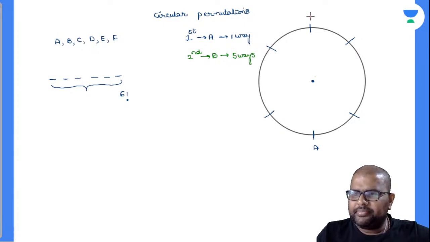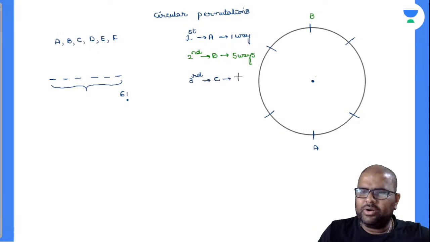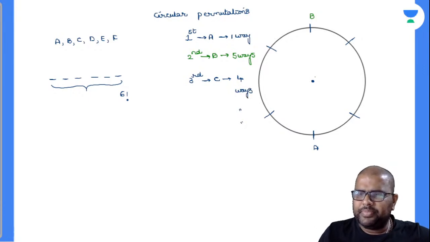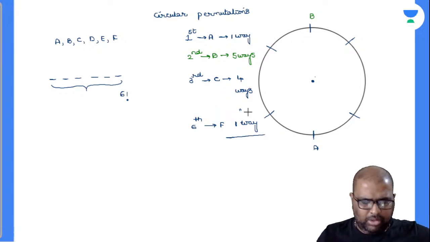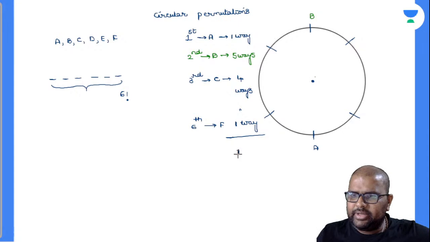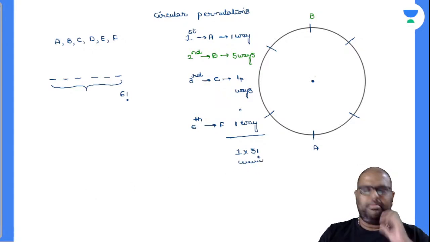I'll keep B here. Similarly, let's come to the third person. The third person is C. Now let me know, C will be seated in how many ways? 4 ways. Am I right or wrong? 4 ways. And so on. The last person will be the sixth person. The sixth person can be seated in how many ways? Only one way. Only one slot will be left over. Combine all those cases there. The first person can be seated in one way and the remaining 5 persons can be seated in 5 factorial ways. Is this the answer there? Yes, this is the answer. Perfectly done, right?